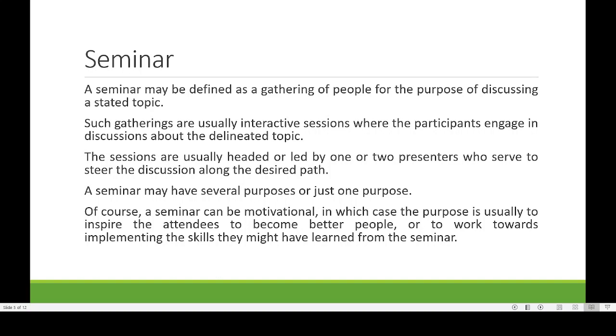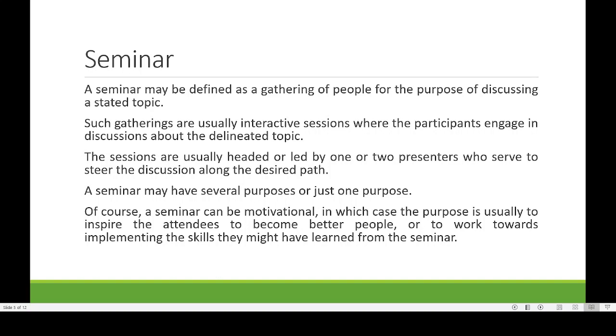Then this is usually followed by a discussion. Based on his presentation, other participants will give their own opinions. What has to be done more? Where are the gap areas? And what are the difficulties they have faced in working in that area? This kind of discussion will take place. That is expected in a seminar. A seminar may have several purposes, not just one purpose.